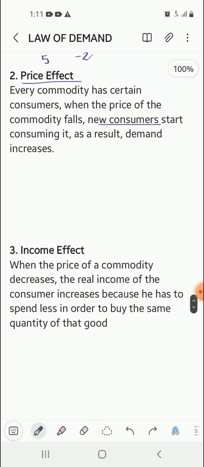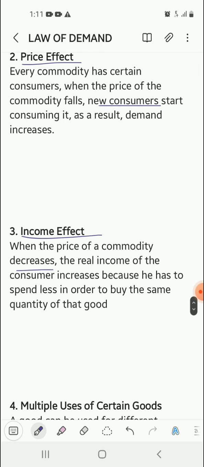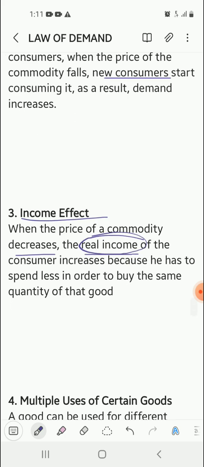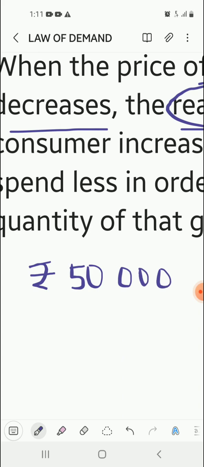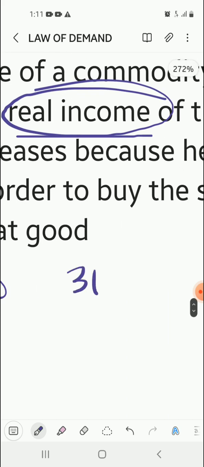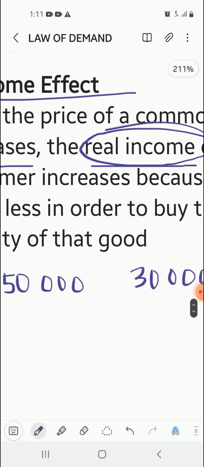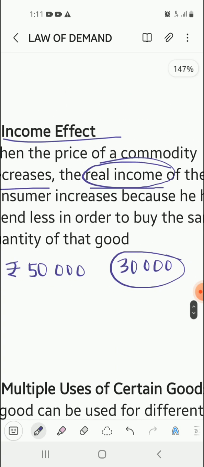Now we will move to the next point, that is the income effect. When the price of a commodity decreases, the real income of the consumer increases. For example, if a consumer's monthly salary is 50,000 and he tends to spend about 30,000 of his total income on various expenses, he could only save 20,000.